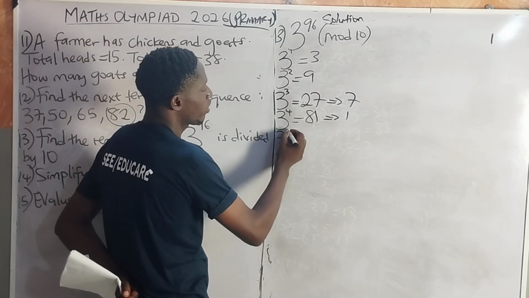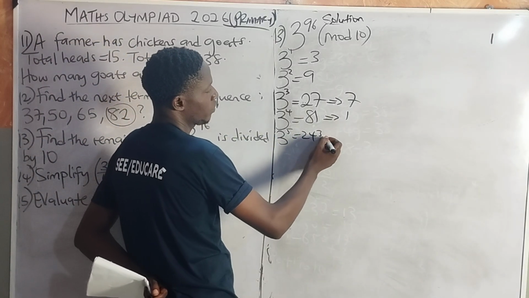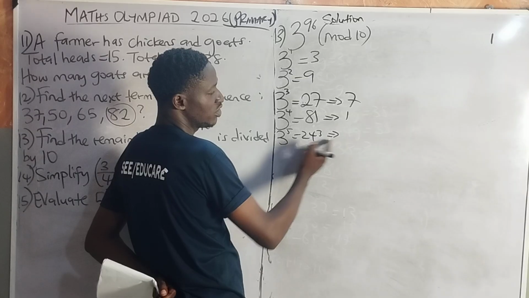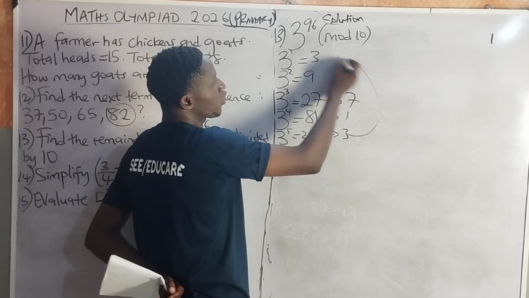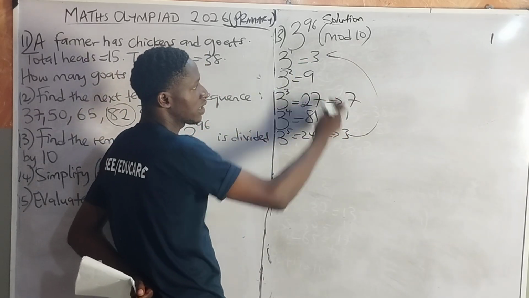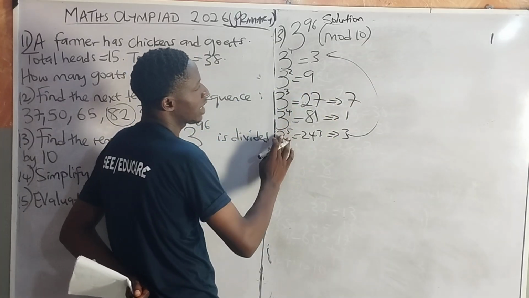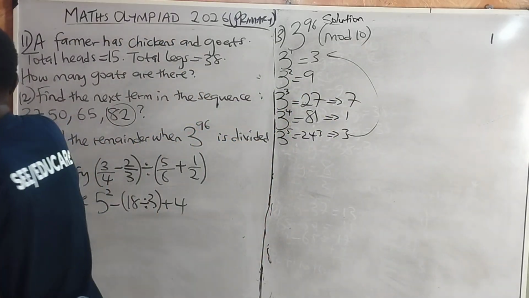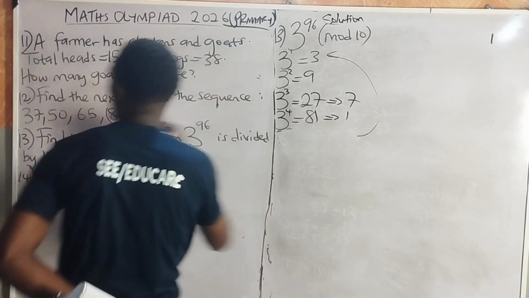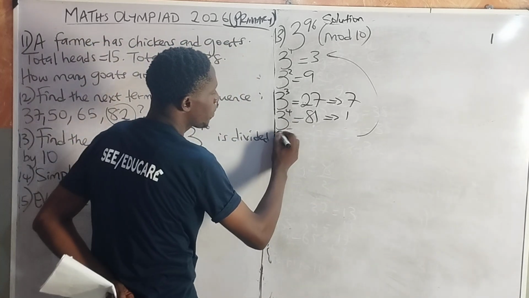If I do 3 raised to the power of 5, that is 243. I'll pick the last digit, which is 3. You can see it started from here again. If I do the same thing, I'll get 9. If I do the same thing, I'll get 7. So the main pattern here, we are going to stop at the 4th one. So it means that there are 4 patterns there.